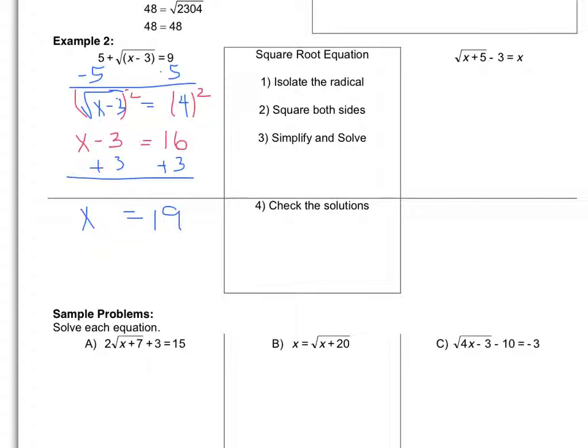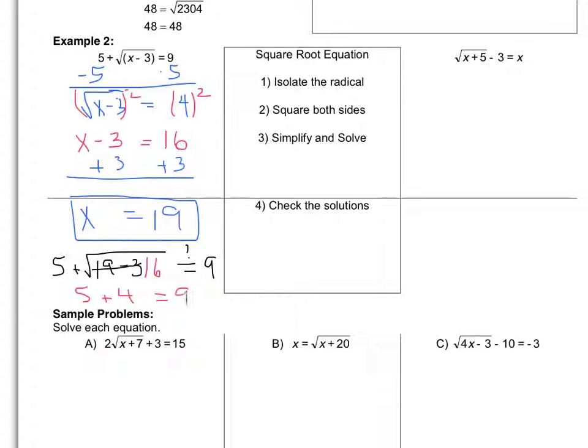Now, sometimes with square roots, you may get an answer that could give you a negative value, so you always want to go through and check your answers. So if I plug 19 in for x to check it, I will get 5 plus square root of 19 minus 3, and does that equal 9? Well, 19 minus 3 is 16. The square root of 16 is 4, and 5 plus 4 does give you 9. So the solution checks out.